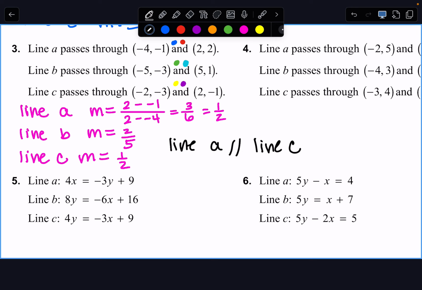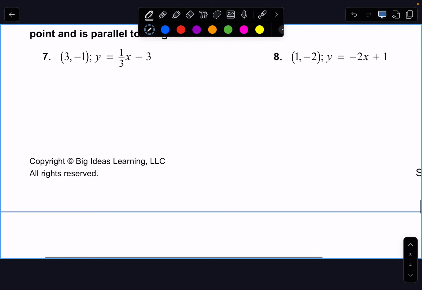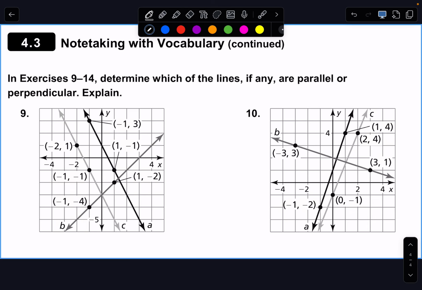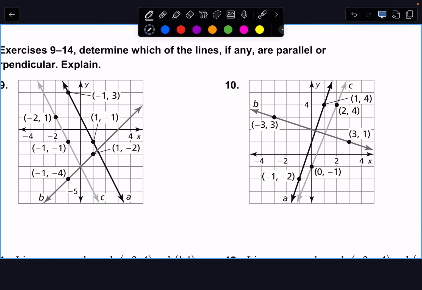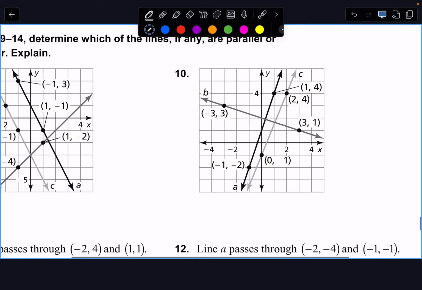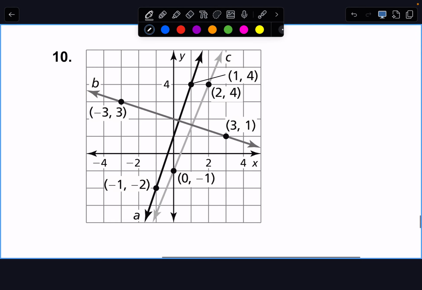Okay, now we are going to do 2 more problems on this page, but before we do that, let's talk about some lines that are perpendicular. So what I want you to do is turn to the next page. Okay, and I want you to find me the 3 slopes for number 10.